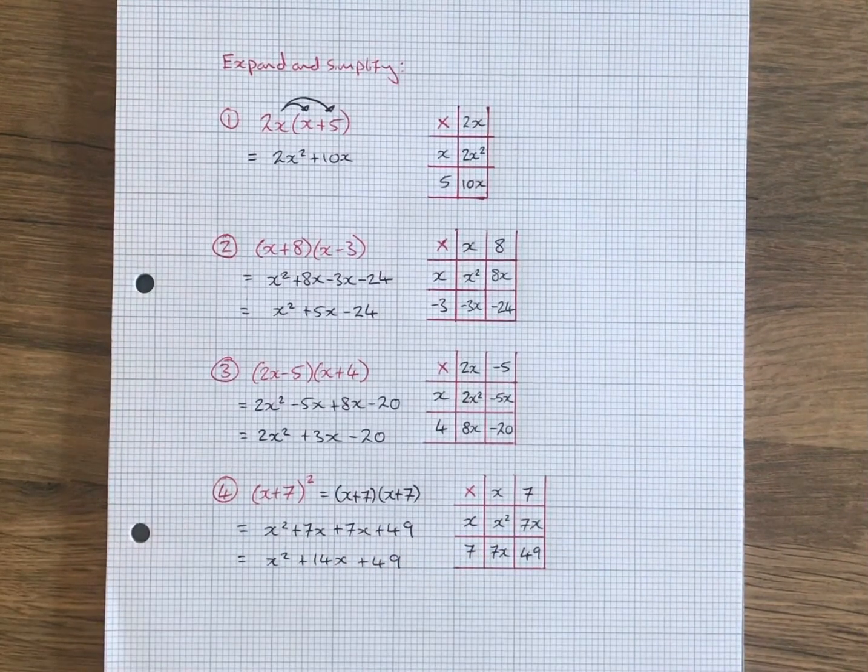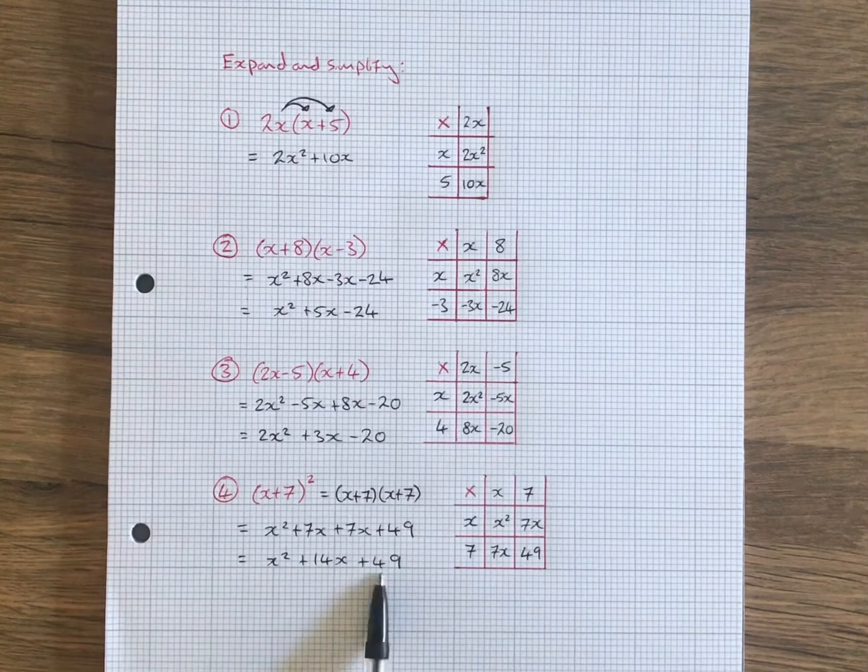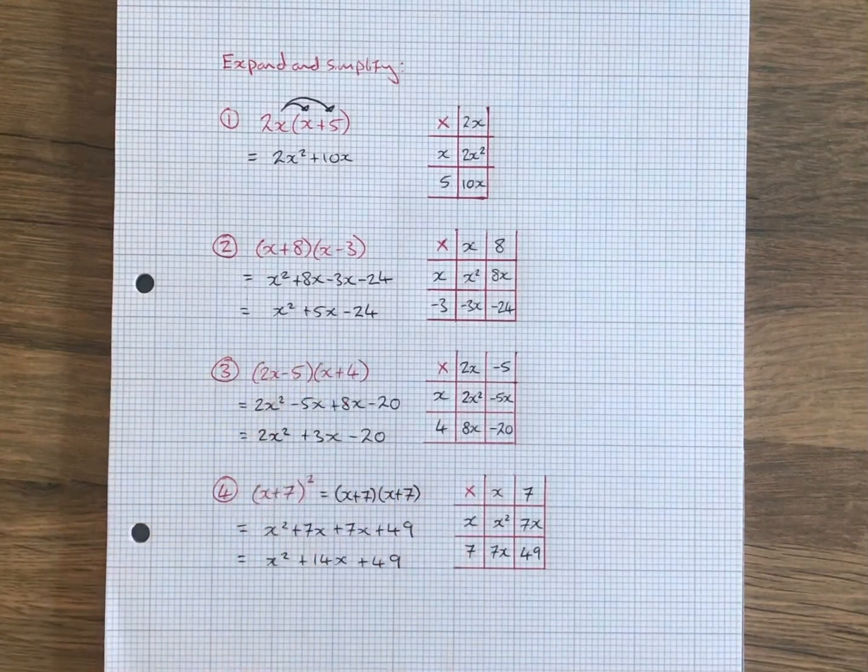Okay, so when expanding, it gives us similar three terms. We've got an x squared term, we've got an x term, and we've got a constant. And that is the same actually for all of these three here that we've expanded. So that's how we can use the grid method to expand both a single bracket and double brackets. Particularly useful, I think, for double brackets to make sure that we don't miss any terms out when doing this.